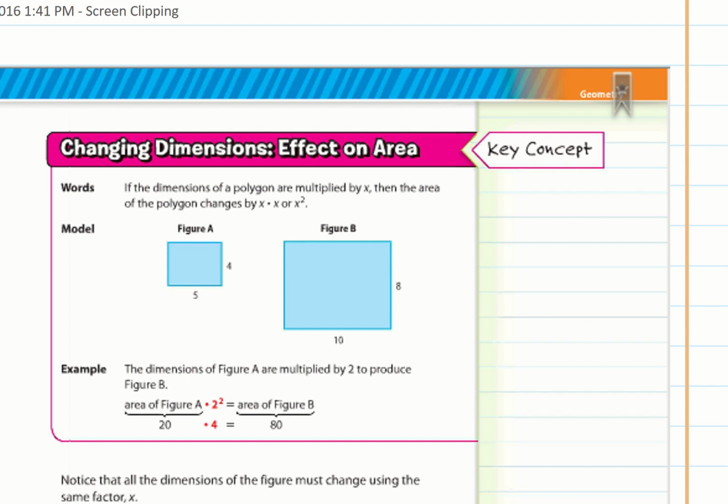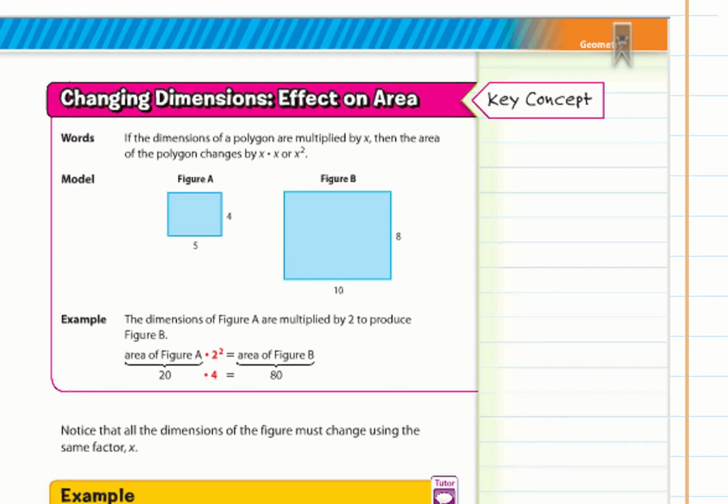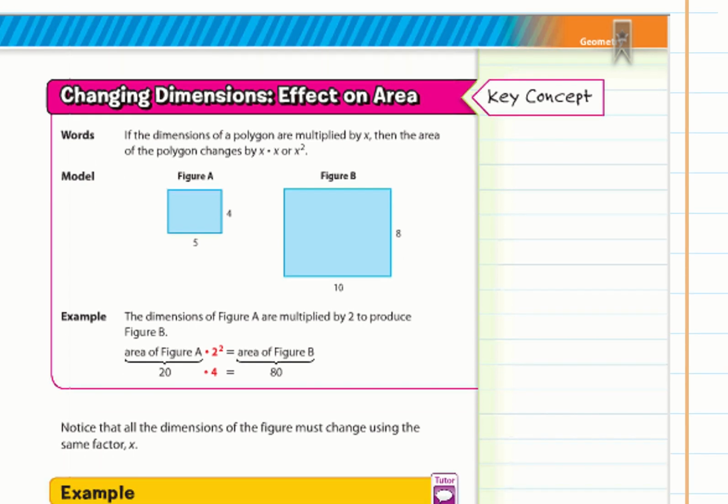Now we're going to look at the changes in area. So if the dimensions of a polygon are multiplied by x, then the area of the polygon changes by x times x, or x squared. So what this means is we have 4 and 8, 5 and 10. So what happens, we notice, is doubled, okay? So since 4 times 2 is 8, 5 times 2 is 10, our x is going to equal 2.